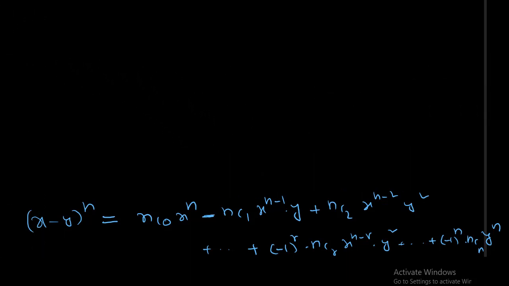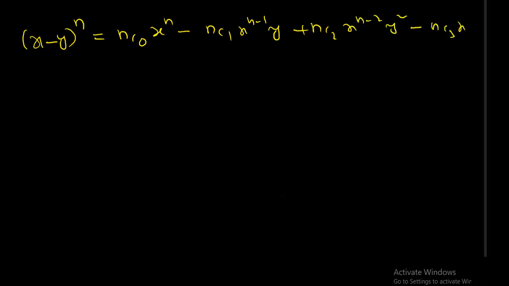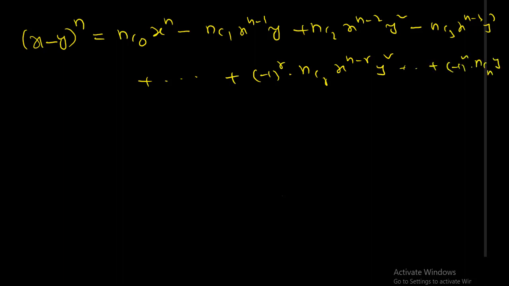Okay students, so again I want to conclude how to write x minus y whole power n directly. So this is nC0 into x power n, then alternately minus nC1 into x power n minus 1 into y, plus nC2 into x power n minus 2 into y square, minus nC3 into x power n minus 3 into y cube, plus so on, plus minus 1 power r into nCr into x power n minus r into y power r, plus so on, plus minus 1 power n into nCn into y power n. So this is the expansion of x minus y whole power n, students.